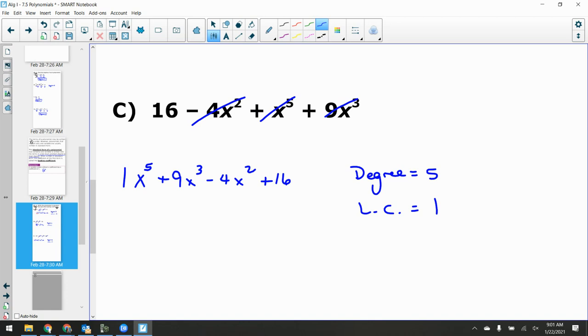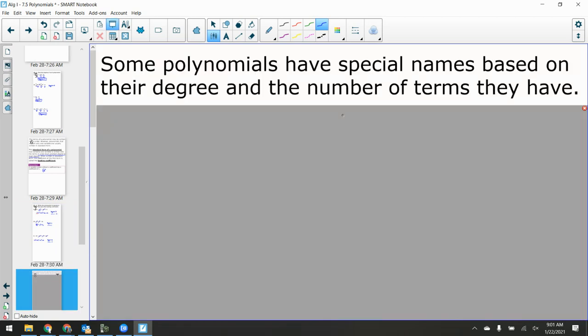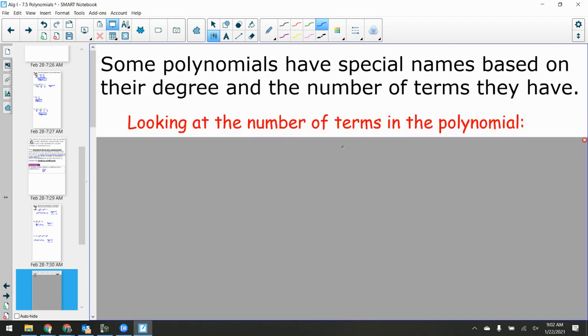Okay, so we have identified degree. We've identified leading coefficient. We aren't really sure what those do just quite yet, and we'll get there. But now we're also going to talk about the number of terms. Some polynomials have special names based on their degree and the number of terms they have. It's very easy to identify how many terms each polynomial has, because you know how I was asking you to underline each one? That's just how many terms it has. Now, what we're going to learn on this page is very important. We're going to learn how to name these polynomials, because if it has a name, it can tell certain things about it. So, first thing that we're going to look at is the number of terms.